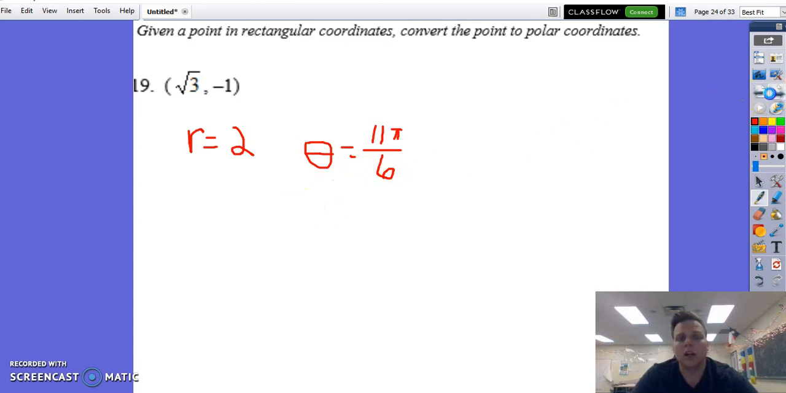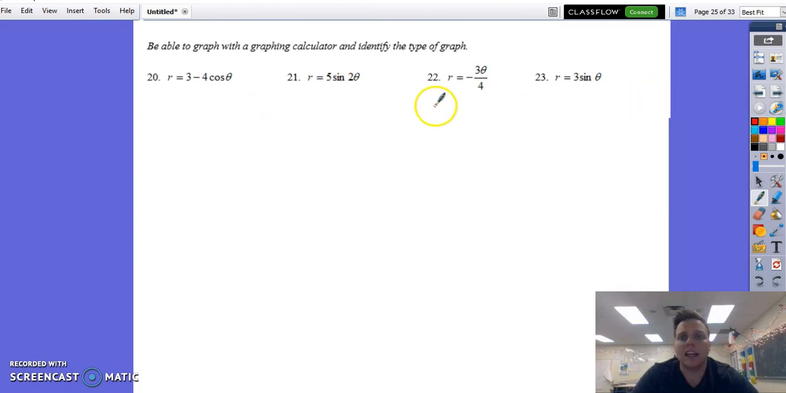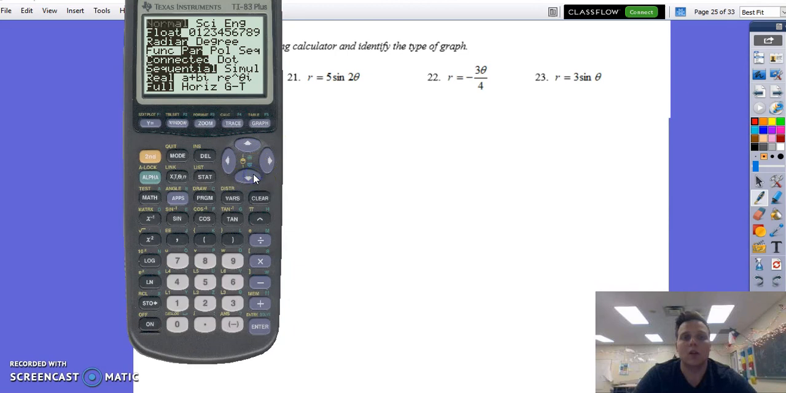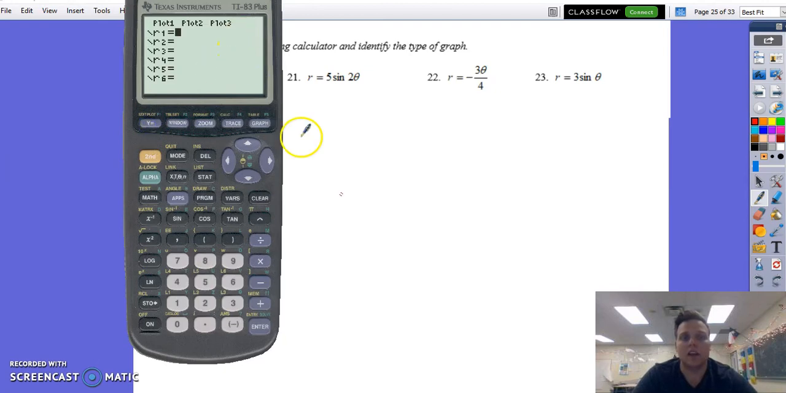Okay? Last but not least are these ones right here. So once again, I encourage you to try to do this on your own because I'm not going to have time to go through each one. But honestly, guys, the way you do them is you just go to your calculator and turn it on. Now these are all polar, so you need to change it to polar mode. And then you just simply go to y equals and type each in and see what they look like.